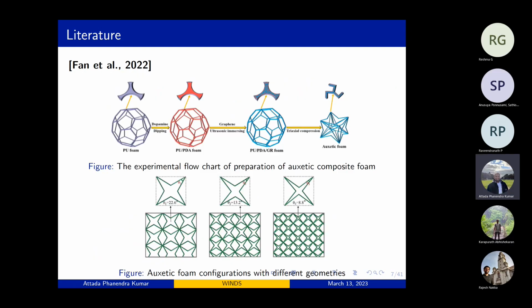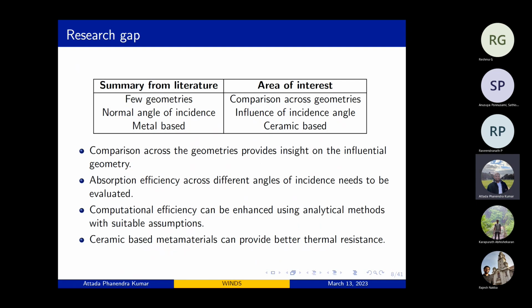And now with the advancement in manufacturing technologies, polyurethane foam composite has been applied with triaxial compression for obtaining the auxetic kind of composite material. So it's not just using metals or ceramics, they were also going for using composites for getting this auxetic structure. So here they have obtained different auxetic configurations, and they have evaluated the absorption spectra for different configurations of the composite. So now we come into the research gap.